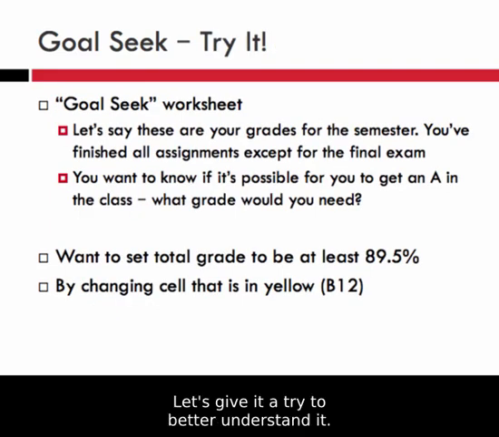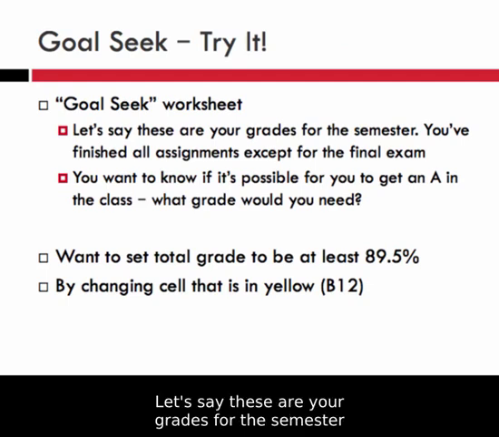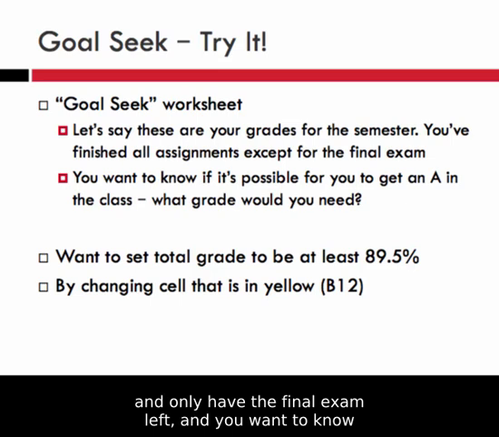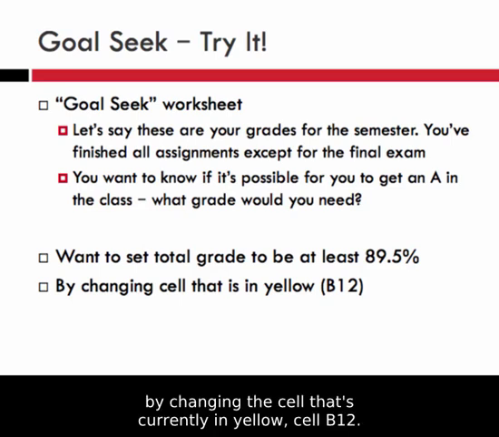Let's give it a try to better understand it. Go to the Goal Seek worksheet. Let's say these are your grades for the semester and the way the class is assessed. You've finished all of your assignments and only have the final exam left, and you want to know if there's a possibility that you can still get an A in the course. So what grade do you need on your final exam? Our end goal in this case is going to be to get at least an 89.5% as a final grade. And we want to do this by changing the cell that's currently in yellow, cell B12.